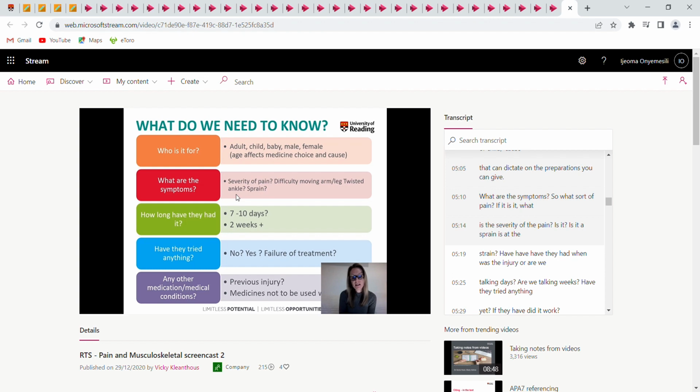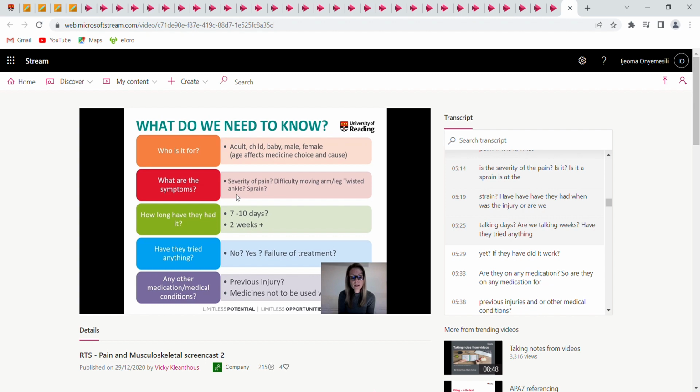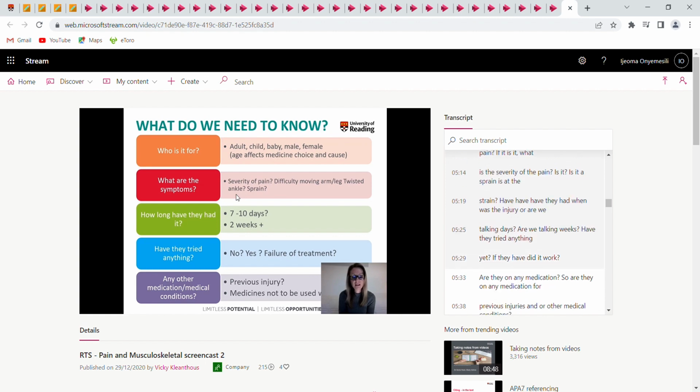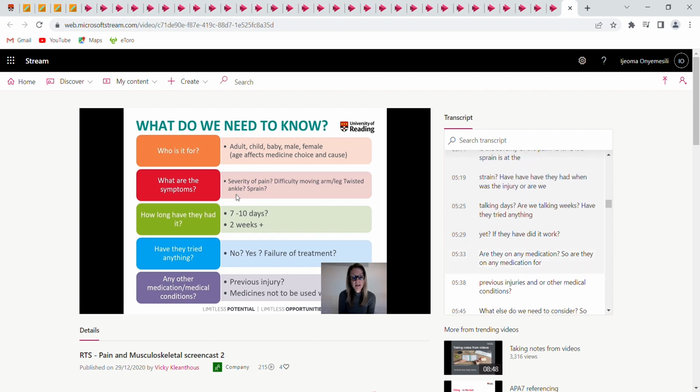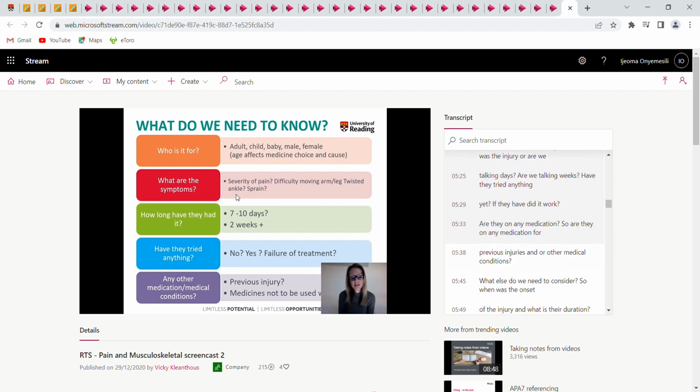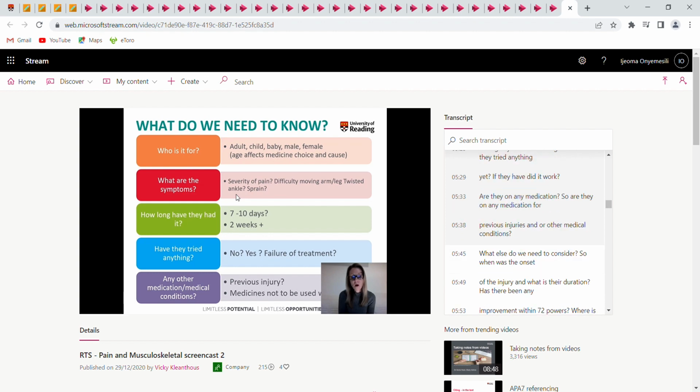Is it a sprain? Is it a strain? How long have they had it, or when was the injury? Are we talking days? Are we talking weeks? Have they tried anything yet? If they have, did it work? Are they on any medication? So are they on any medication for previous injuries and or other medical conditions?